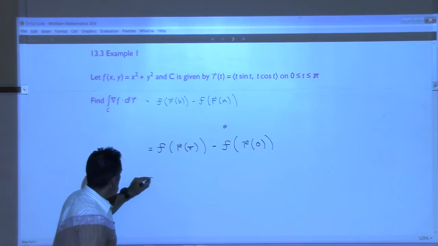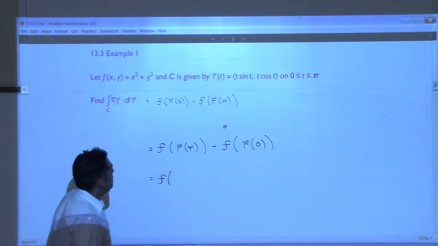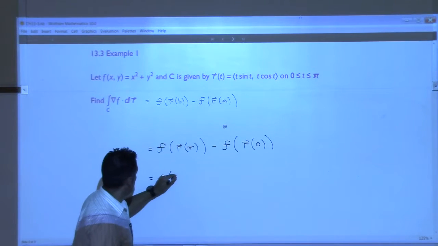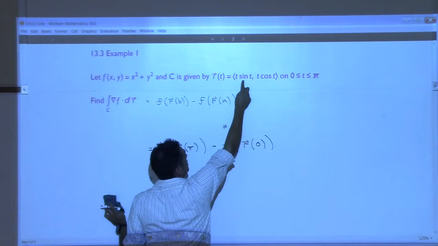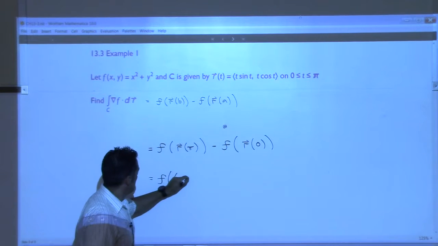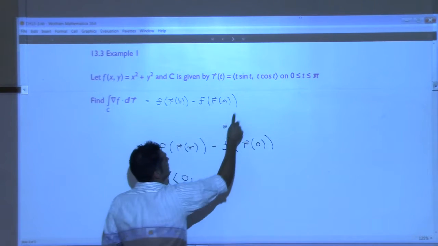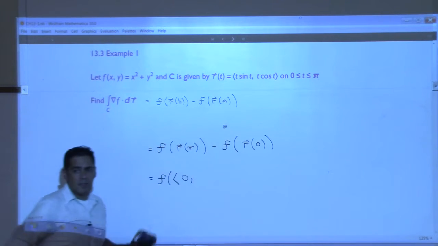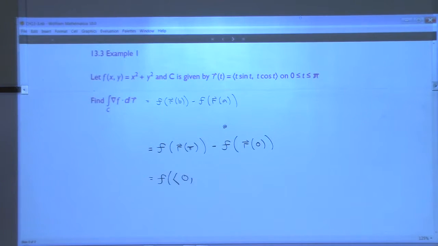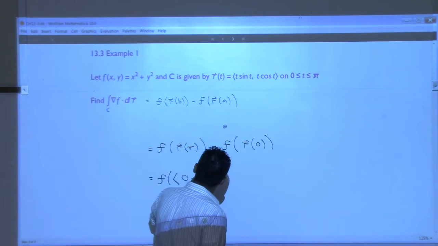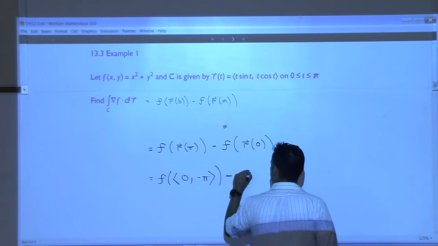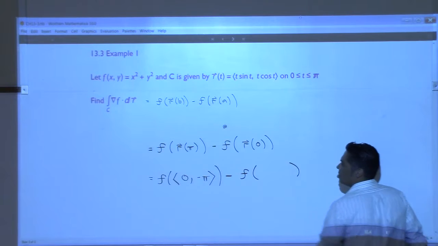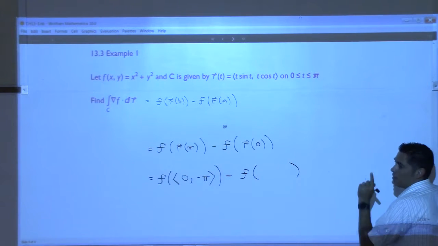So this is going to give us f of, let's see, what happens when we plug in pi? We get a vector, don't we? Yeah. Okay, we get the vector pi sine of pi. But sine of pi is 0. So that's going to give us 0? Yeah. And then we have pi cosine of pi. What's cosine of pi? -1. So negative pi there. That's a vector. And then minus r of 0. What is r of 0? So we get the vector 0, 0.